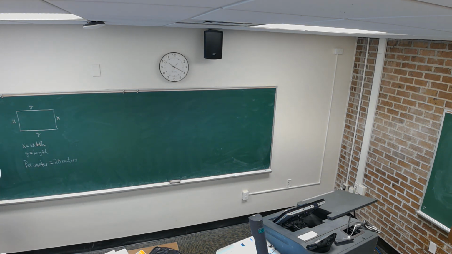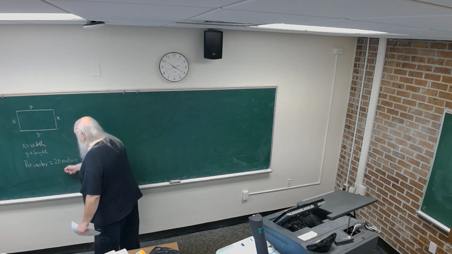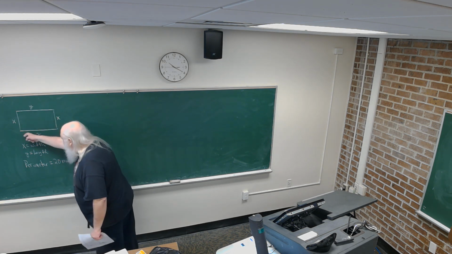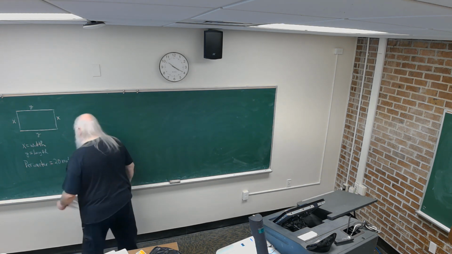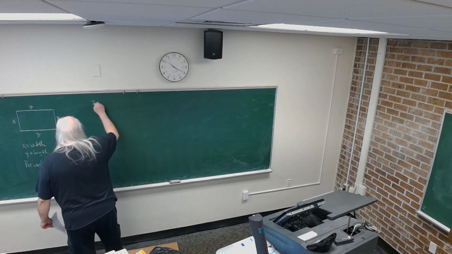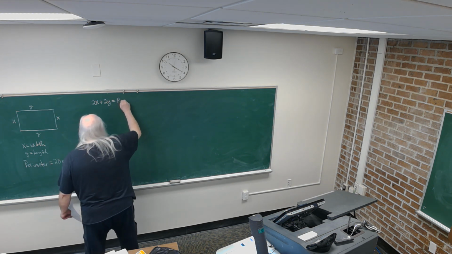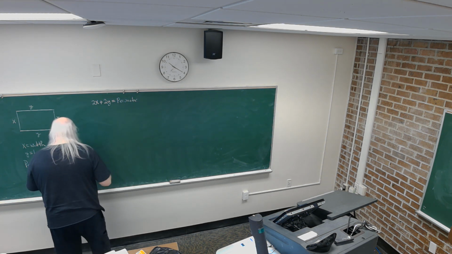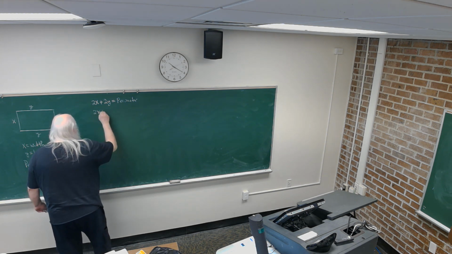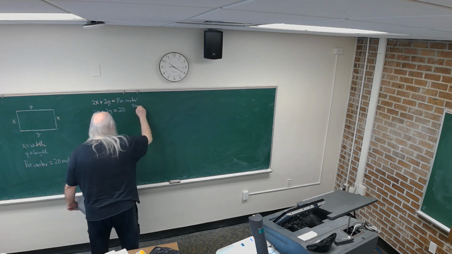Express the area of the rectangle as a function of the length of one of its sides. Well, we have a perimeter constraint. Whatever the values of x and y are, the sum of the four sides has to equal 20 meters. So from the previous problem, we know that 2x plus 2y is equal to the perimeter of the rectangle. And the perimeter again is fixed at 20 meters. So this is our perimeter constraint.